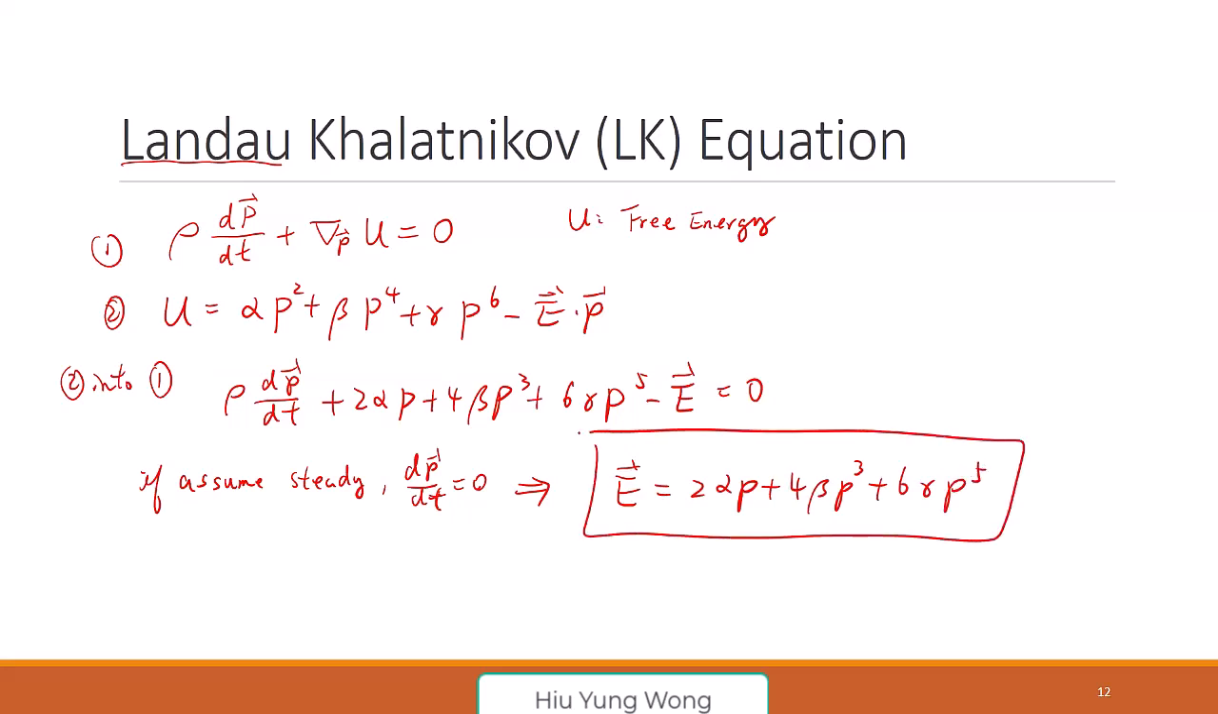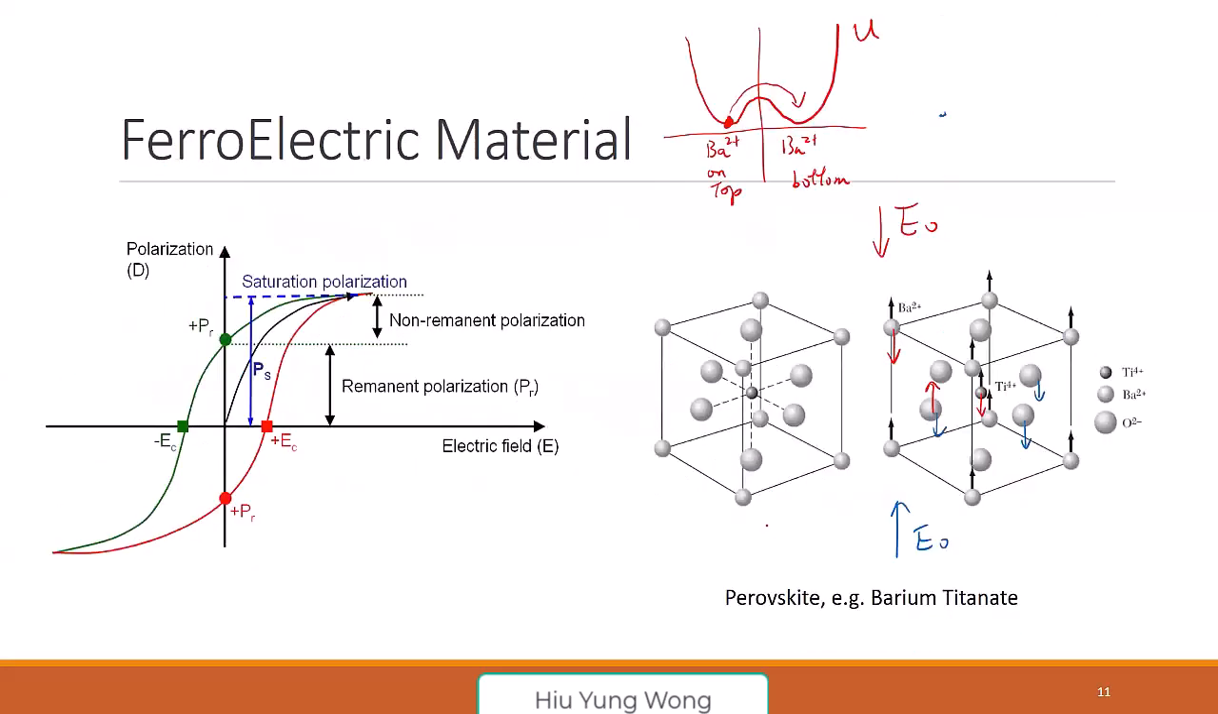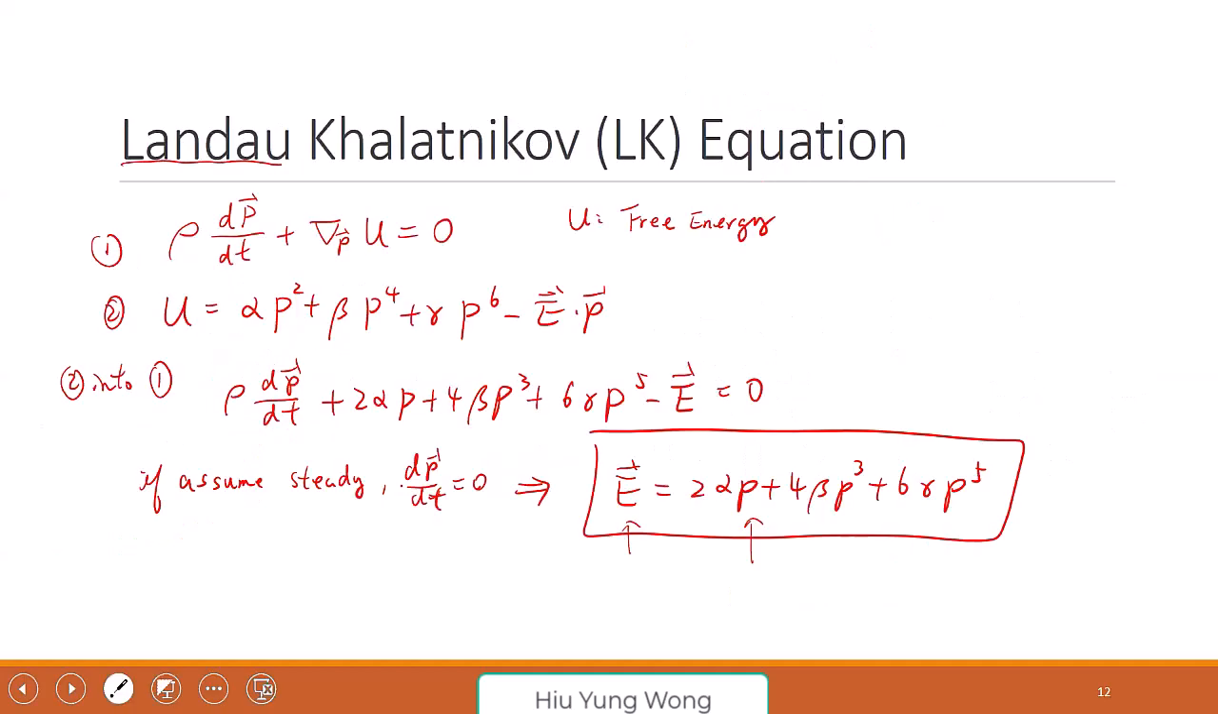And although we simplify, this is the very famous Landau-Khalatnikov equation. So what does it tell you? It tells you the E. It tells you the P. Isn't that the plot we are interested in? Polarization and the electric field. This one describes how a ferroelectric material behaves, E as a function of P.